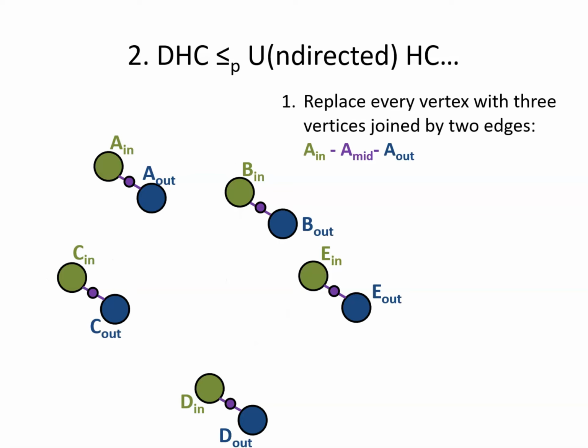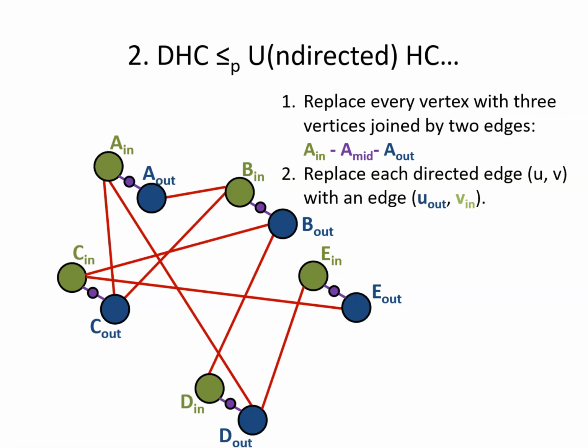Every single vertex is going to be replaced by 3 vertices joined by 2 edges. One vertex will be the in vertex, one will be the out vertex, and one will be in between the two, connected by 2 edges, one to each of those other vertices. We're now going to reintroduce the directed edges from our original graph, but every single edge, instead of being directed, will simply have its endpoints determined by its direction.